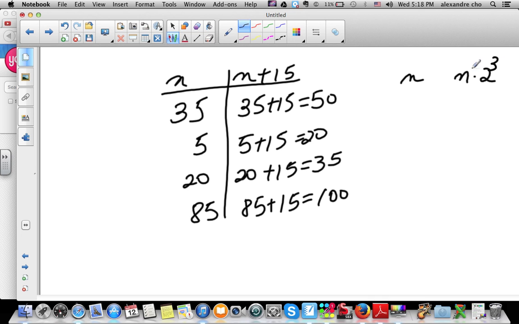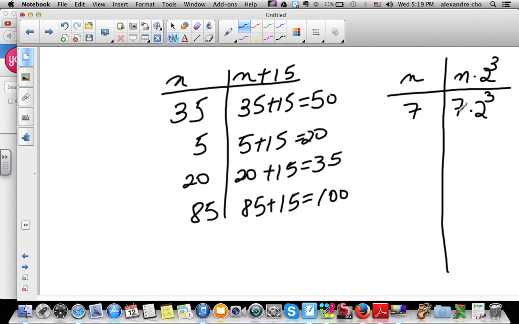And finally, the last column, n times 2 to the third power. Okay, so let's see what happens in this expression. What happens when n is 7? So you have to plug it in here, and you get 7 times 2 to the third power. Remember order of operations. You can't multiply 7 and 2. You got to figure out what 2 to the third power is. 2 to the third power is 2 times 2 times 2, which is 8, and 8 times 7 is 56.